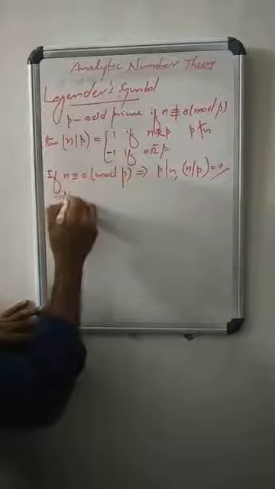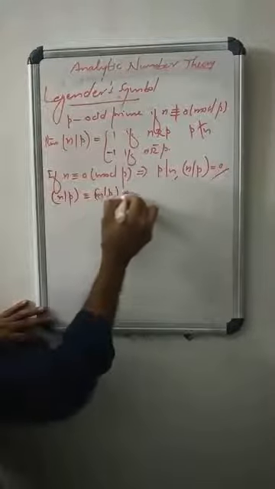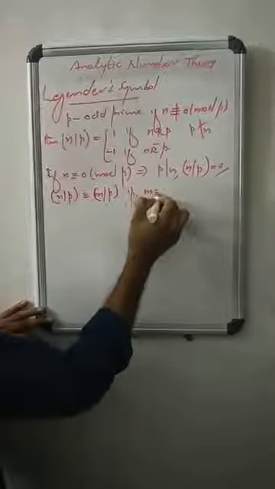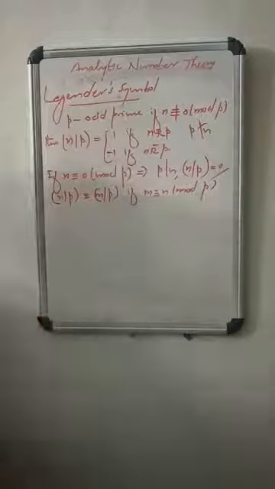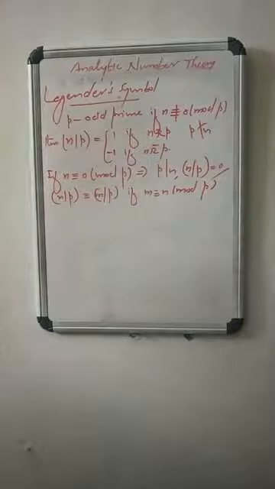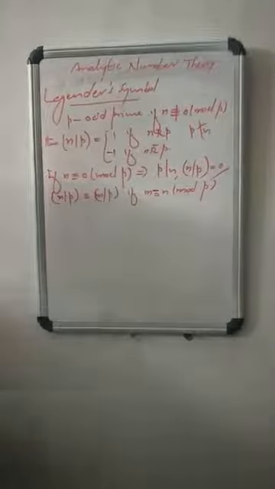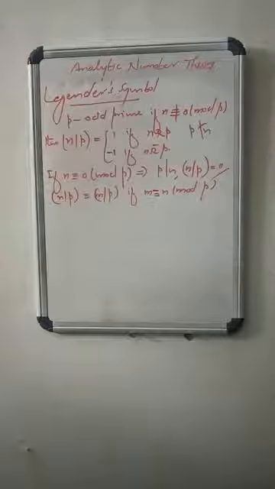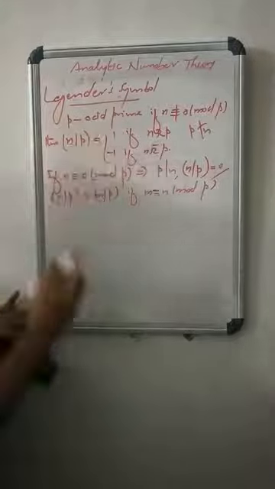Now consider the result: if n by p equals m by p, then m is congruent to n mod p. So this is an important result. For any m and n, if n by p equals m by p, then m is congruent to n mod p. How? n by p is either 1 or minus 1.